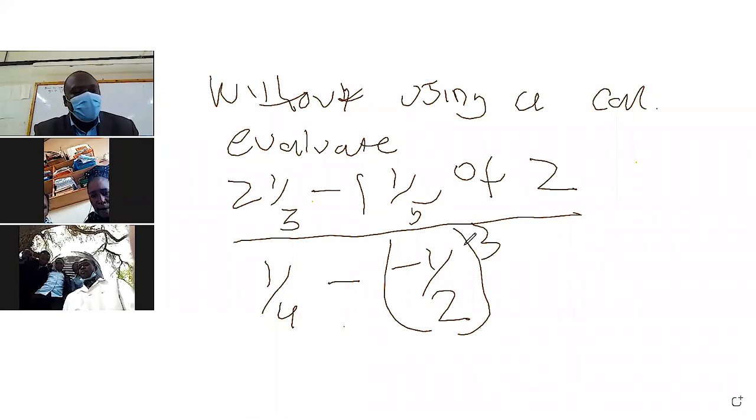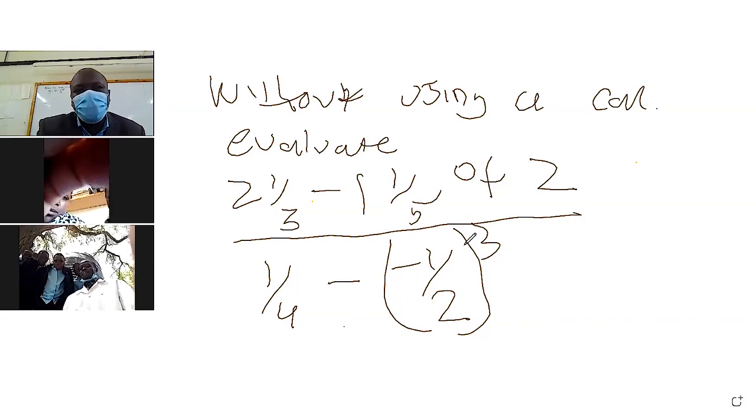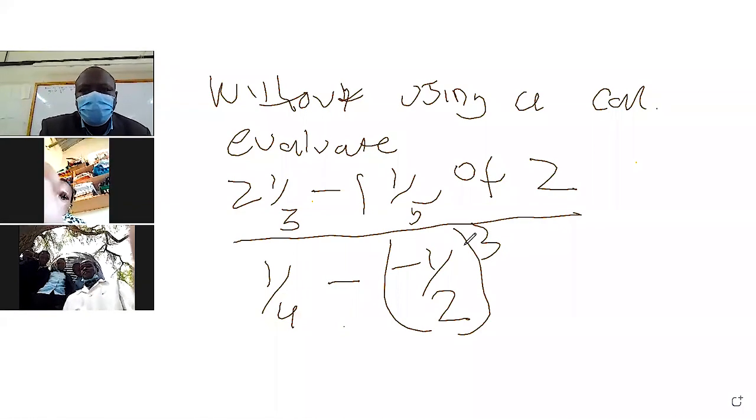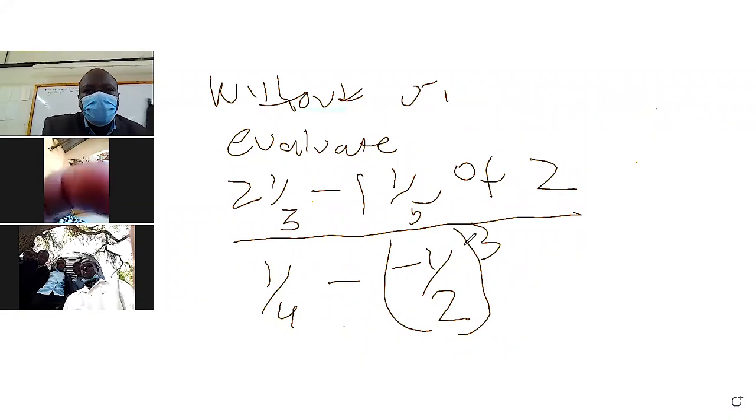So in this question, what the examiner expects you to do is use the first principles, the basic rules of working out fractions, which is actually following BODMAS. You will be awarded marks if you follow BODMAS. So for example, we can start off with the numerator.